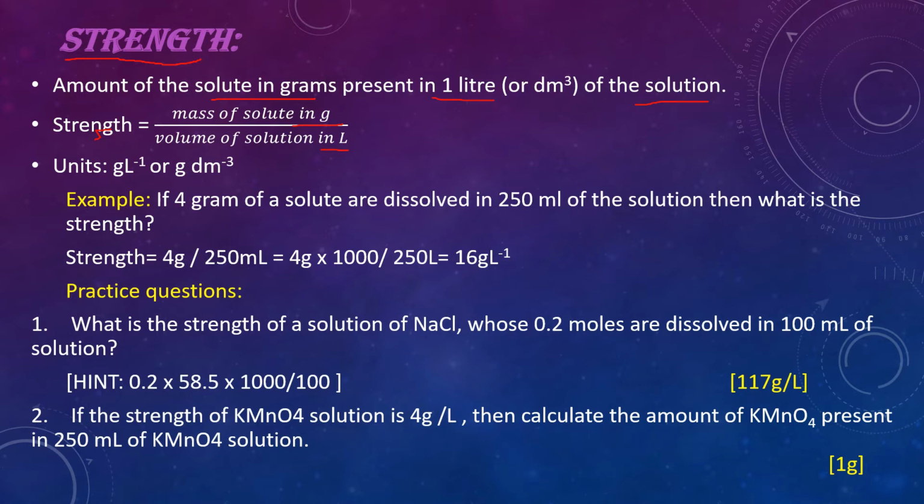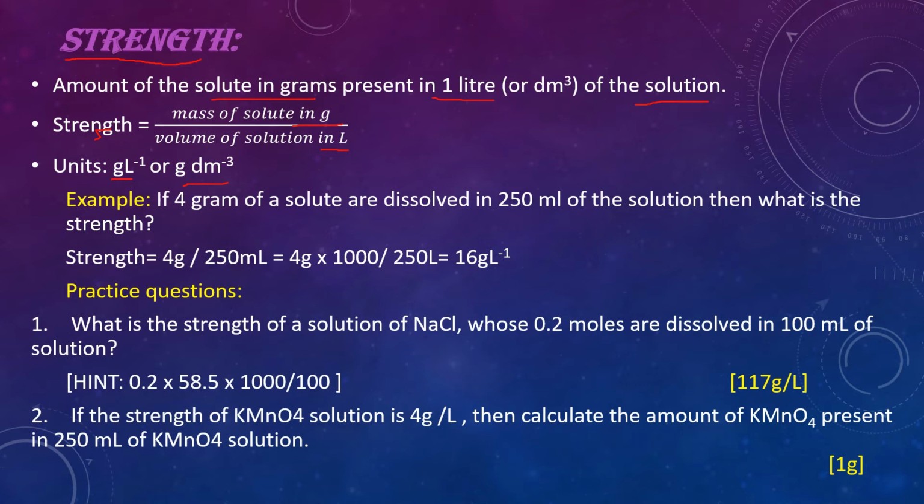Here you have to keep in mind that if the volume of solution is given in ml, then first you convert it into liters by dividing it by 1000. Now, what is the unit of strength? It is gram per liter or gram per dm cube.